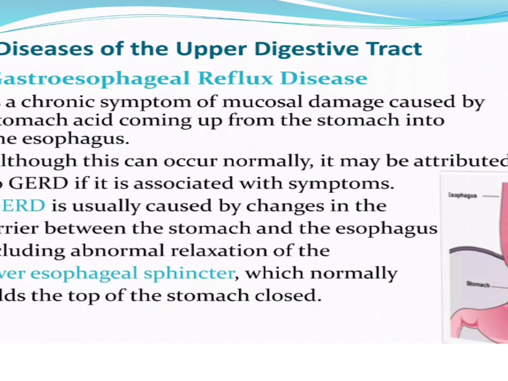Diseases of the upper digestive tract. Gastroesophageal reflux disease. It is a chronic symptom of mucosal damage caused by stomach acid coming up from the stomach into the esophagus. Although this can occur normally, it may be attributed to GERD if it is associated with symptoms. GERD is usually caused by changes in the barrier between the stomach and the esophagus, including the abnormal relaxation of the lower esophageal sphincter, which normally holds the top of the stomach closed.